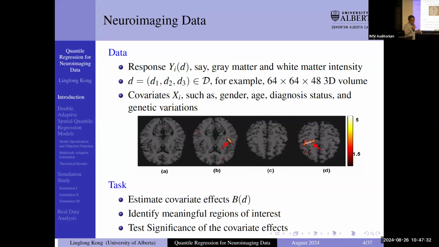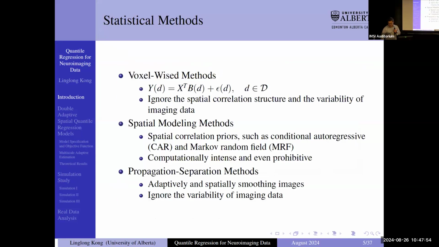And our goal here is to estimate the covariate effect and identify those regions of interest. Not only that, we also want to test whether it's statistically significant. Then afterward, we want to see whether it's also clinically significant.